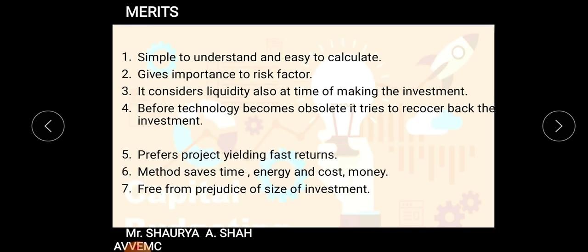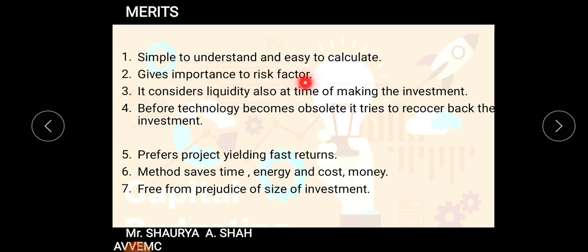Moving on to the merits of the method. What are the merits of the payback period method? The very first is that this method is very simple to understand and easy to calculate. As we saw, you just have to calculate the cash flows. You just need to check in which year you are paid back your capital. So this method is very simple to understand and easy to calculate compared to other methods.